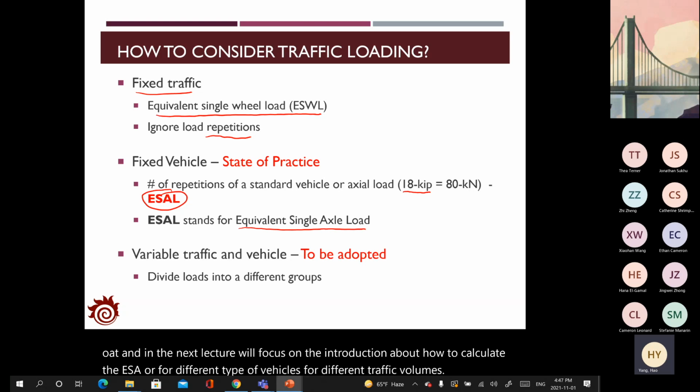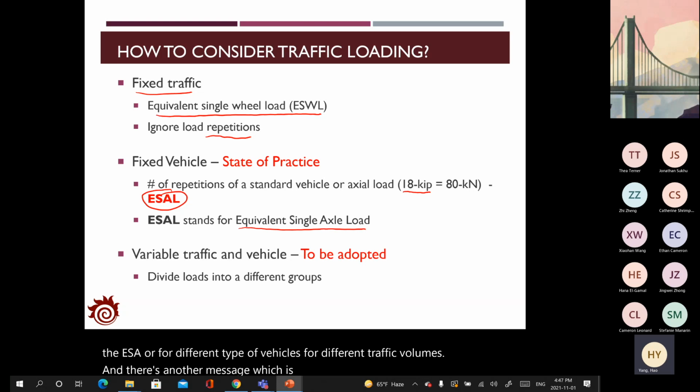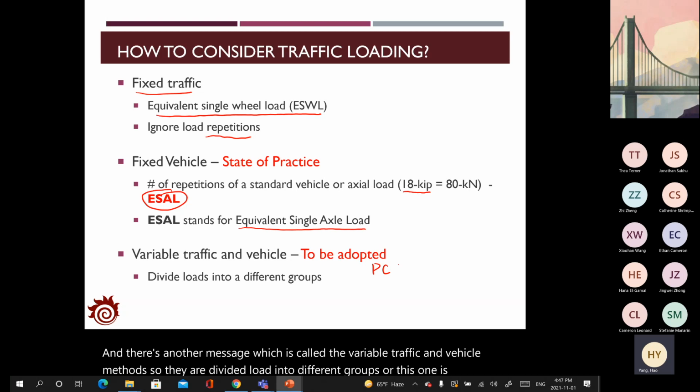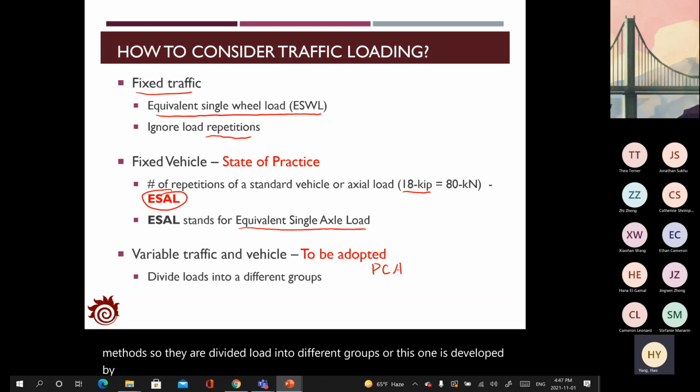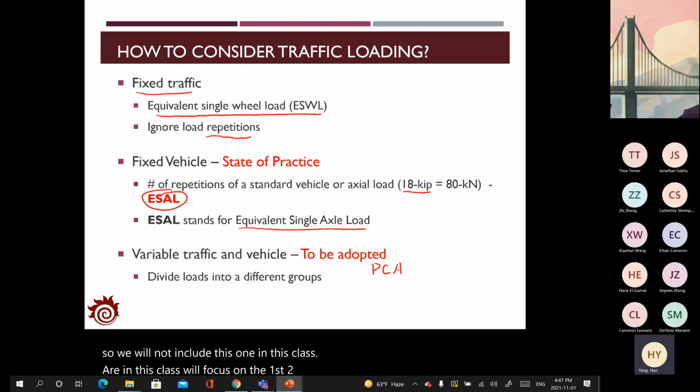And there's another method which is called the variable traffic and vehicle method. They will divide the load into different groups. This one was developed by the Portland Cement Association. It's a more advanced, modern method, but it hasn't been adopted on any California roads, or any Canadian roads. So we will not include this one in this class. In this class, we will focus on the first two methods, the fixed traffic method and the fixed vehicle method.